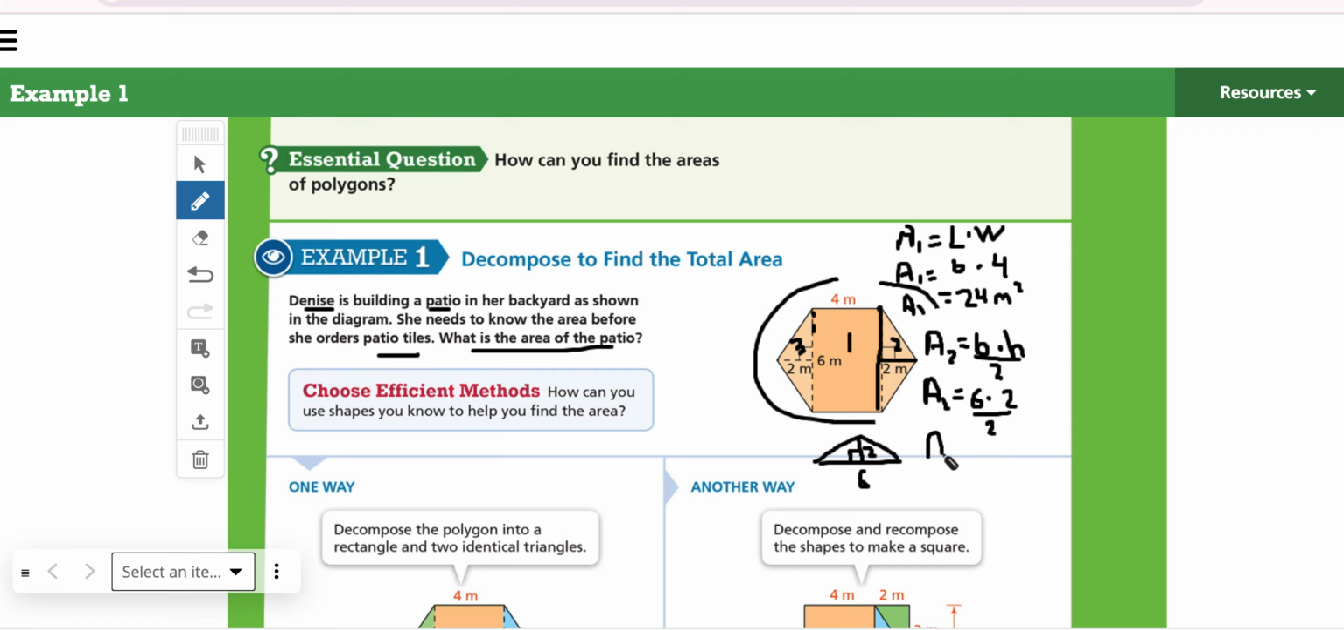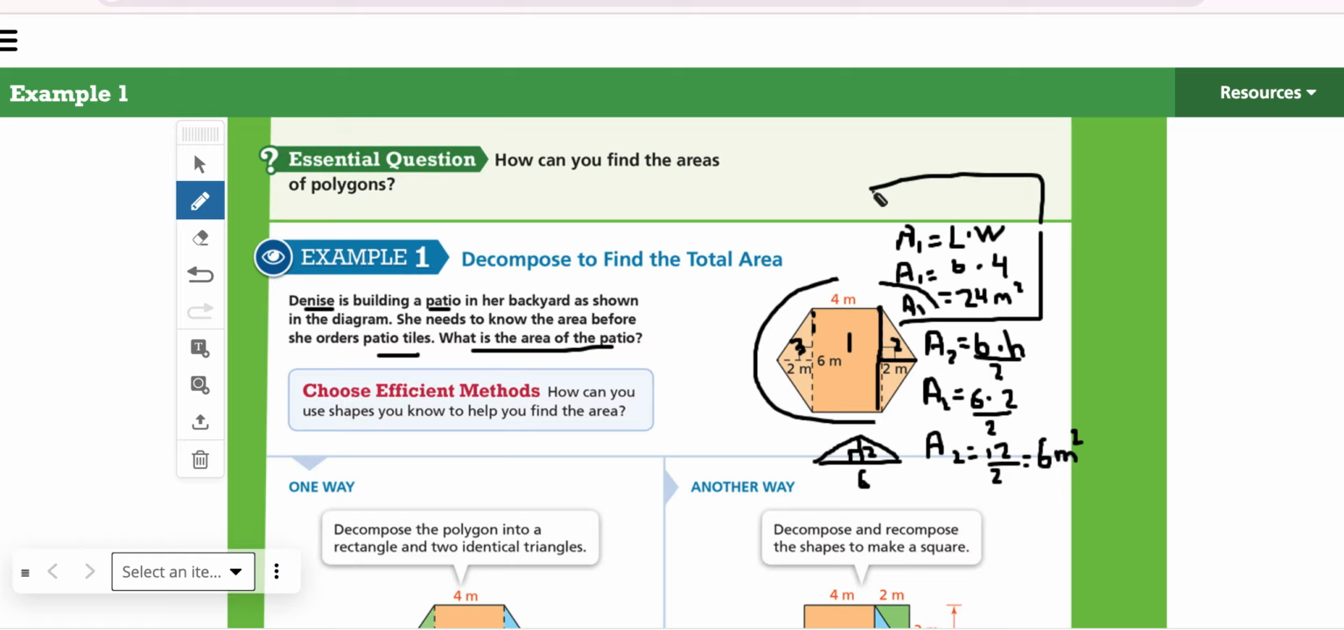Okay, so the area number 2 is going to be 6 times 2 is 12, and 12 divided by 2, oops, I did it wrong, 12 divided by 2 is going to be 6. So this is 2, and that equals 6 meters square. Okay, good. So I have my area number 2, I have my area number 1.